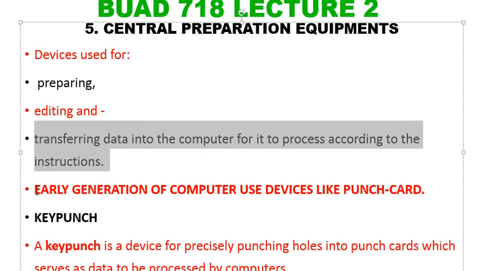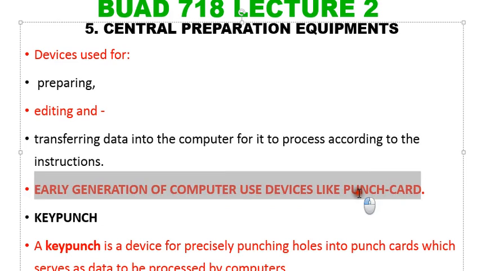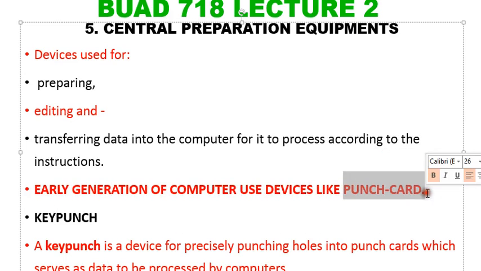And among these preparation equipments, the early computers used devices we call punch cards. This punch card is a device that is programmed by punching holes on it in such a way that it stores information depending on the nature of the holes punched, and it is the one that is used for transferring data into the computer.